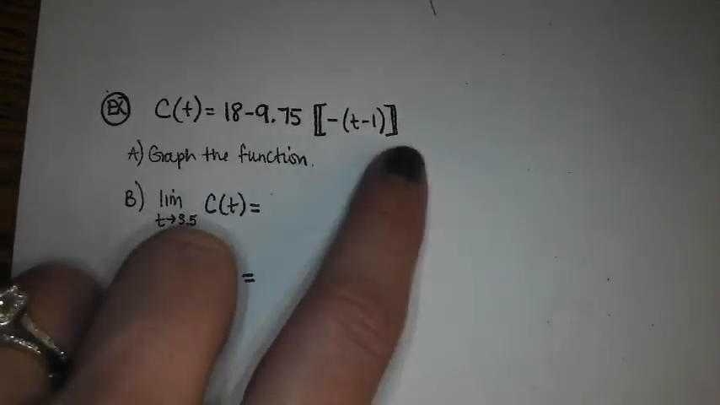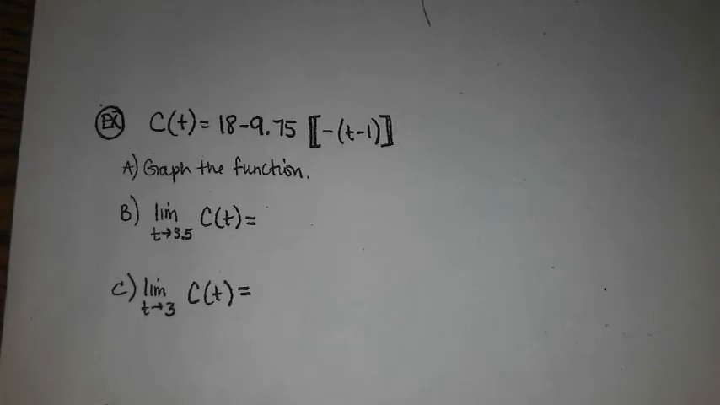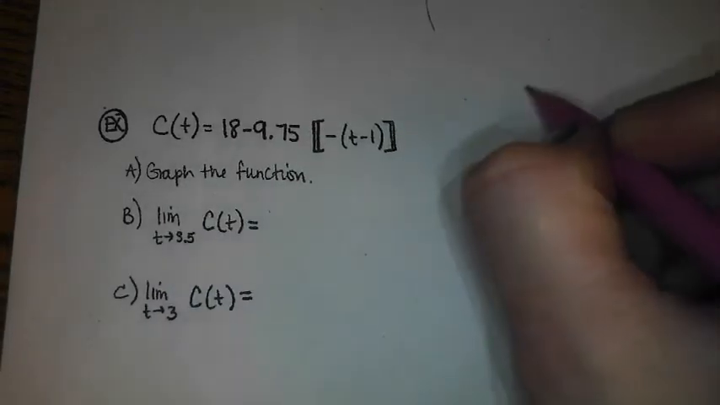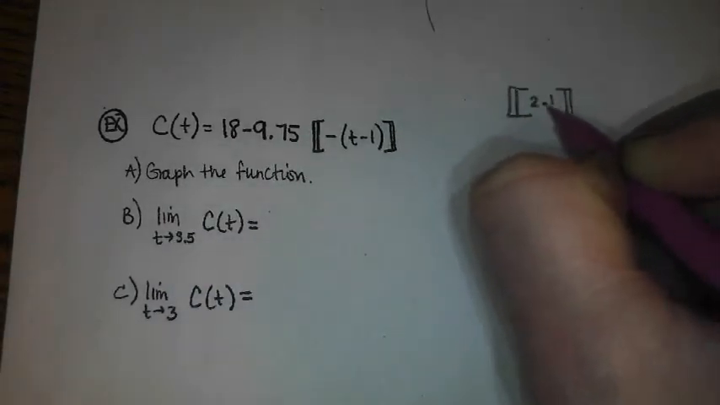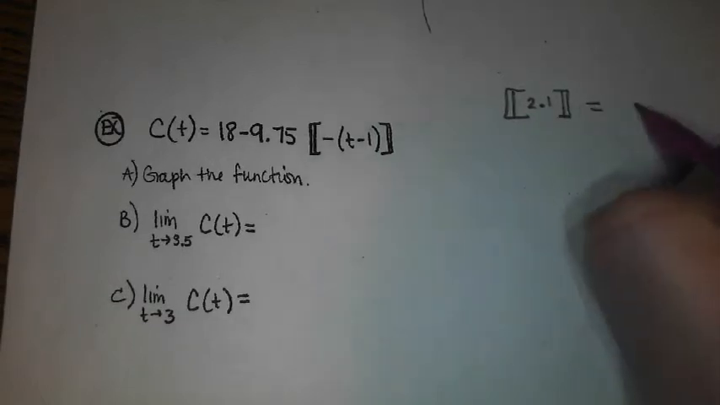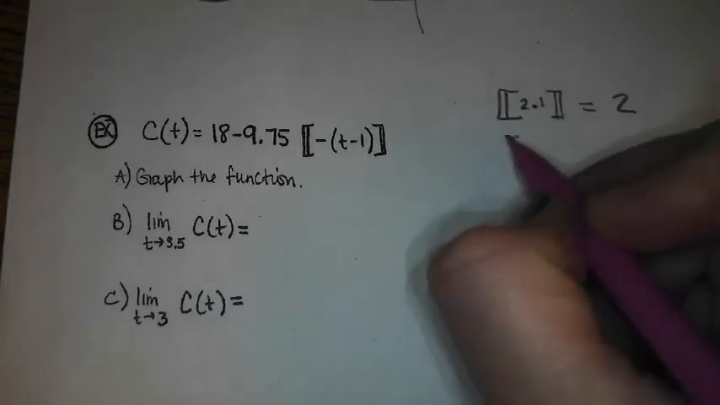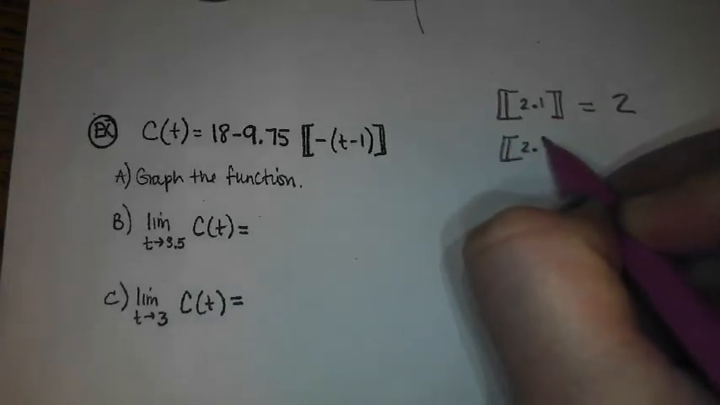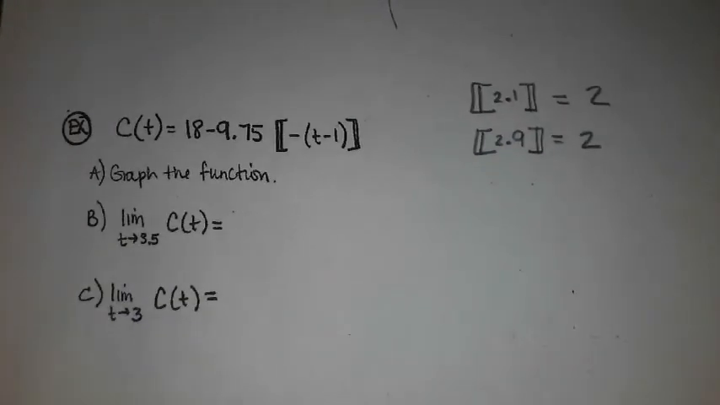All right. Do you remember these symbols? Remember those? Greatest integer function. So like these symbols, it's been a while, of like 2.1 means what's the greatest integer less than that? Or less than or equal to 2. If I gave you the greatest integer symbols around 2.9, the answer would still be 2.